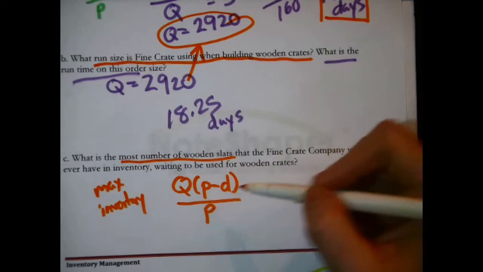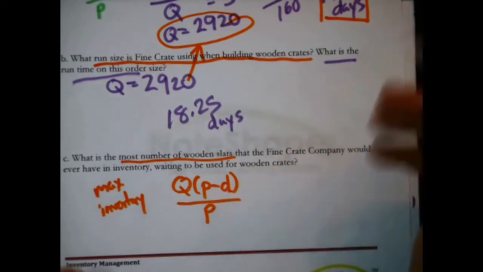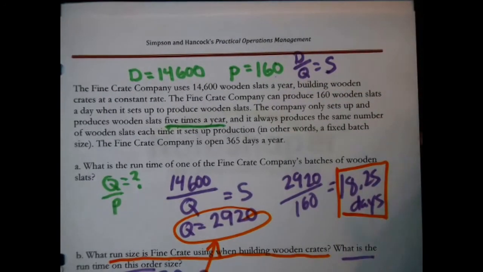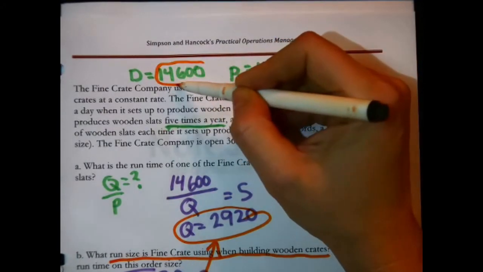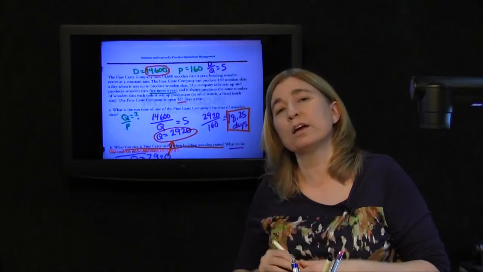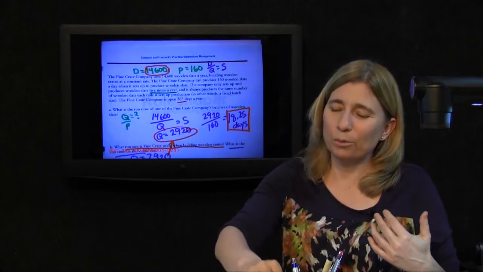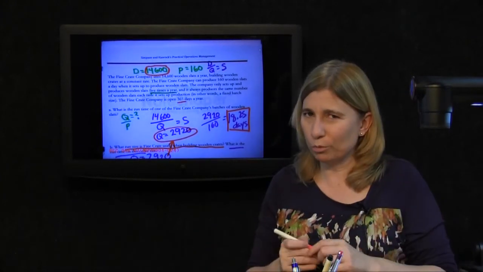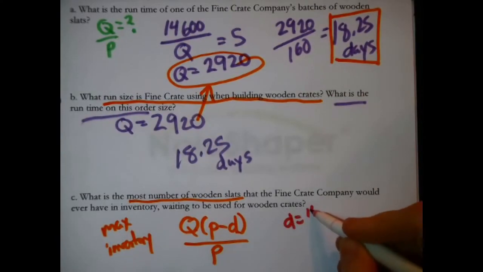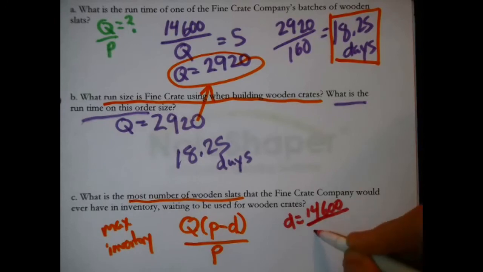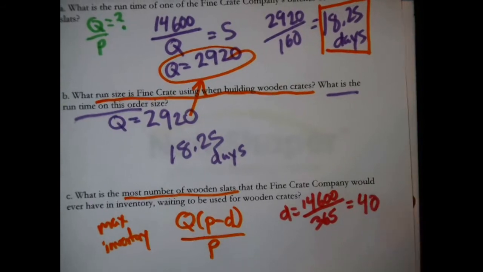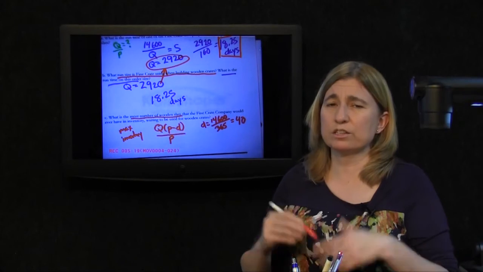I was provided with P. Now D is daily demand. What did it say about daily demand? It didn't say anything about daily demand, but it told me what annual demand was. And it told me that they're open 365 days out of the year, and that their use is perfectly constant. Oh, so I have a means of deducing what daily demand must be. Let's see, D apparently equals 14,600 annual demand divided by 365. I did that and got 40. Oh, okay, so daily demand for wooden slats is 40 a day.